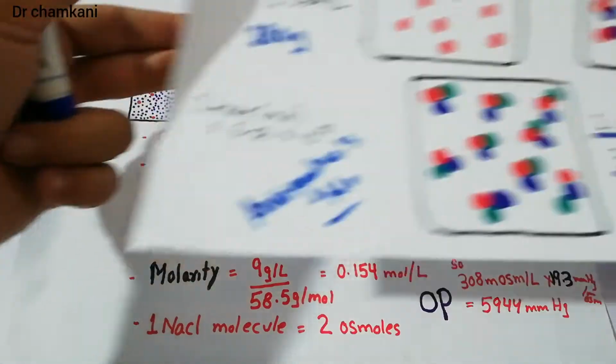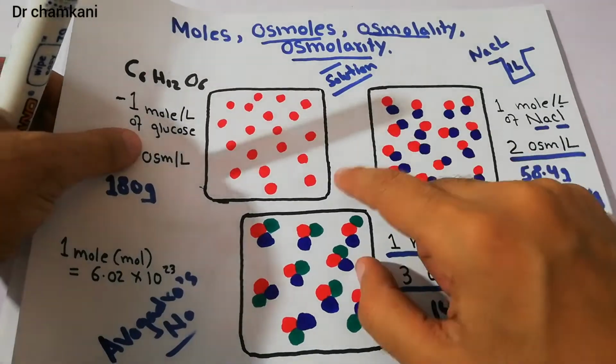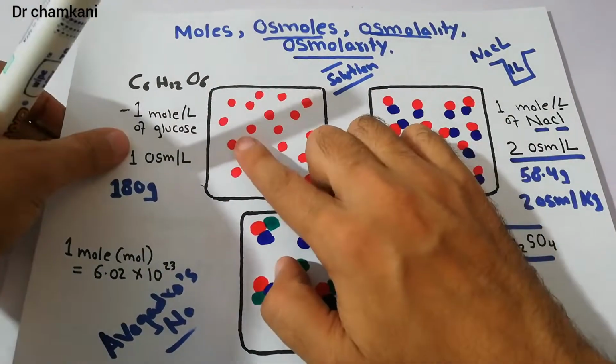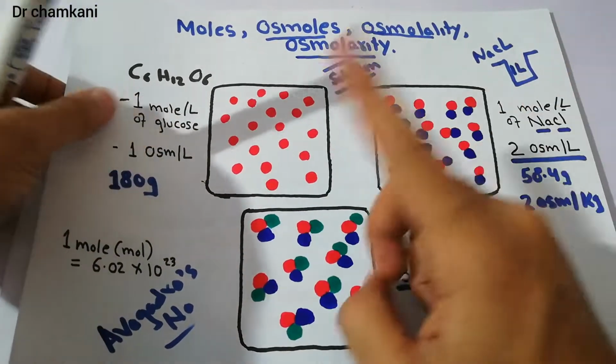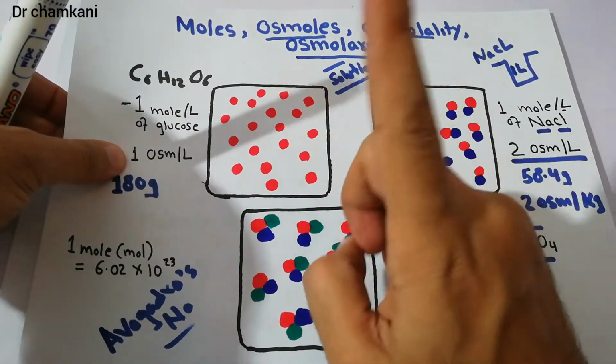This is something which we discussed previously in our last lecture, and we discussed that if we have three different types of substances, here we have the glucose which has one molecule, and the osmotically active particle is also one.